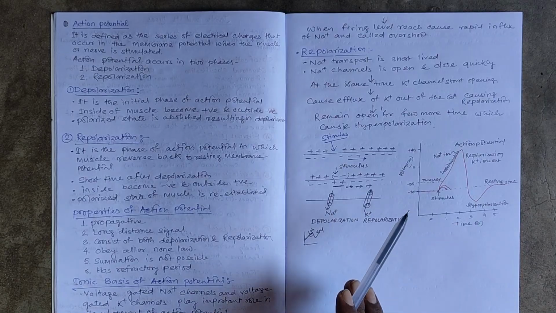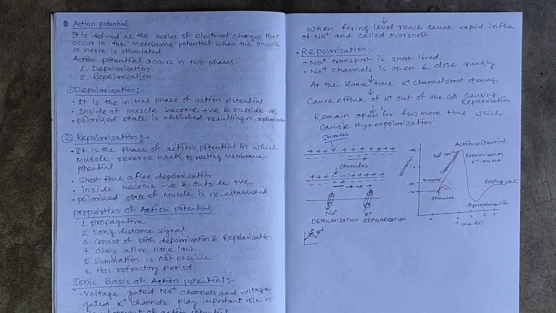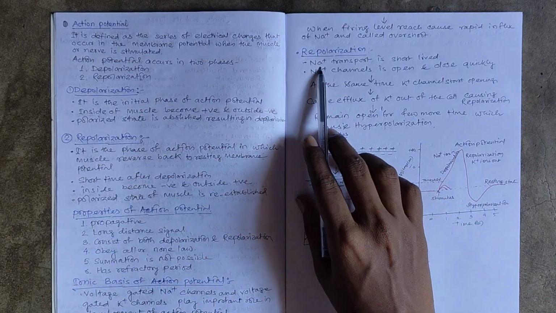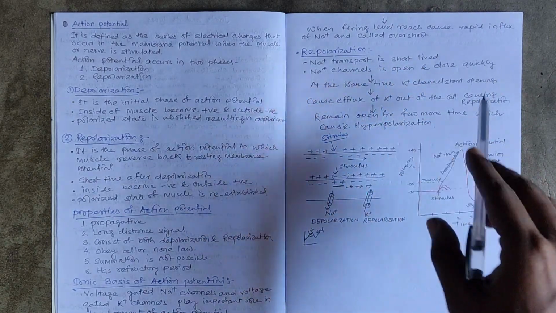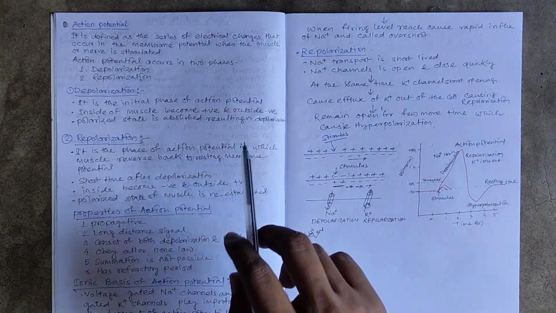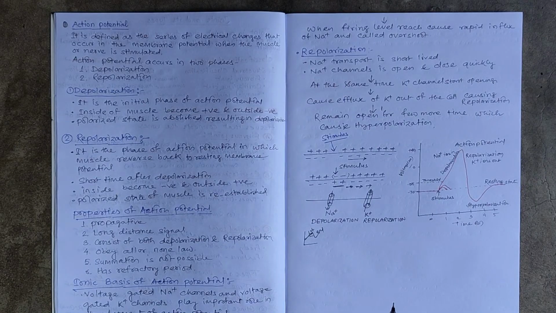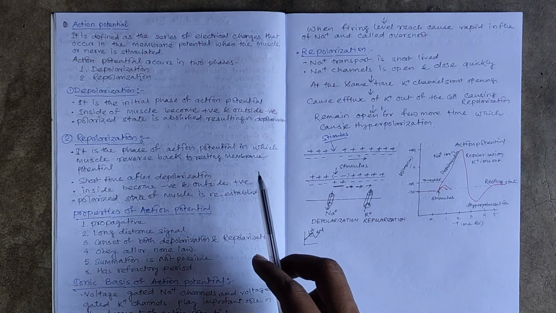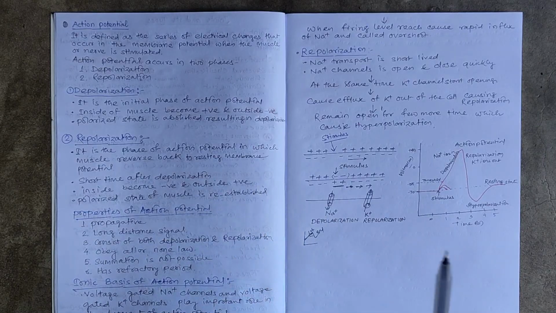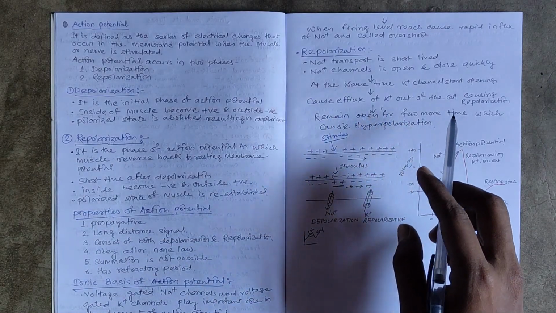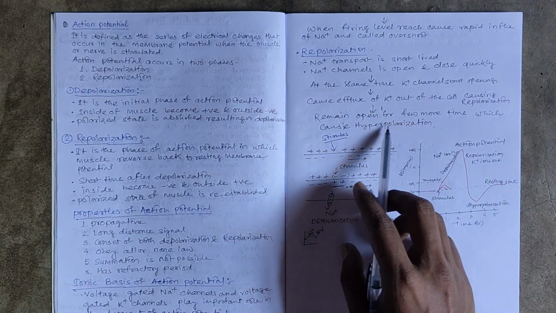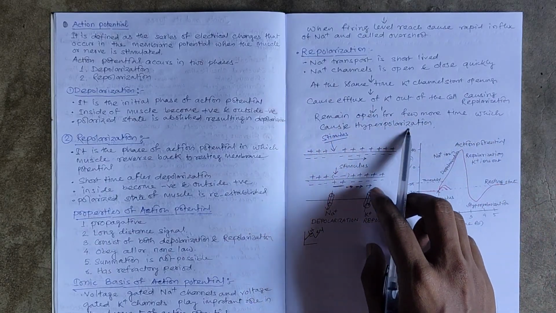Now, repolarization. So what is repolarization? As the ionic basis, sodium transport is short-lived. The sodium channels open and close quickly. At the same time, potassium channels start opening. When the sodium channel is closed, what happens? The potassium channel starts opening, causing efflux of potassium out of the cell, which causes repolarization, and it remains open for a few more moments, which causes hyperpolarization.